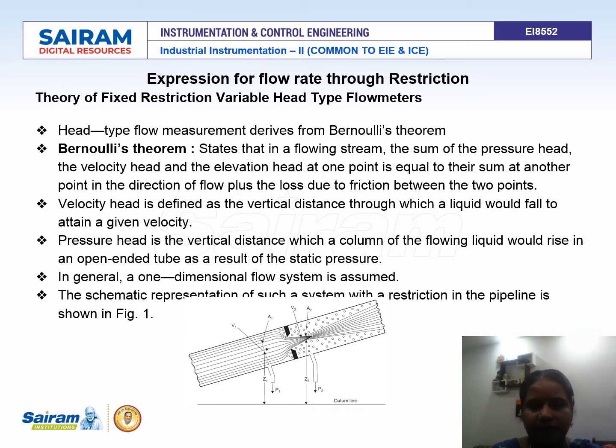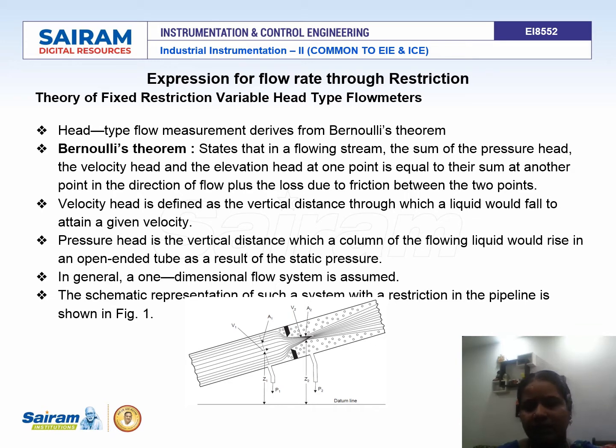So we do a derivation using Bernoulli's theorem. Bernoulli's theorem states that in a flowing stream, the sum of the pressure head, velocity head, and the elevation head at one point is equal to the sum at another point in the direction of flow plus the loss due to friction between the two points. Velocity head is defined as the vertical distance through which a liquid would flow to attain a given velocity. Pressure head is the vertical distance which a column of the flowing liquid would rise in an open-ended tube as a result of the static pressure.